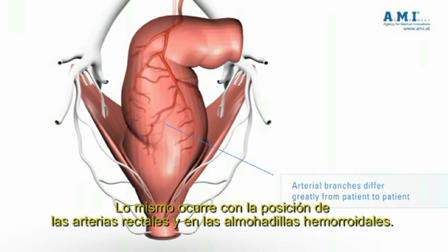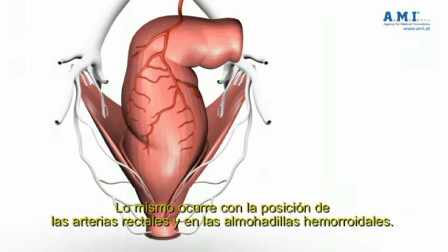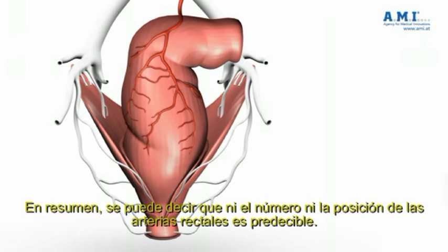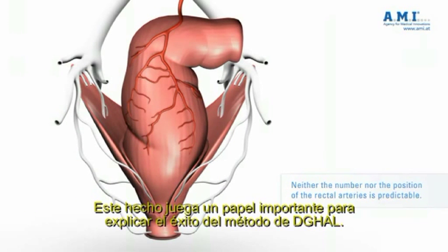The same also goes for the position of the rectal arteries in the hemorrhoidal cushions. In summary, it can be said that neither the number nor the position of the rectal arteries is predictable. This fact plays an important role in explaining the success of the DGHAL method.